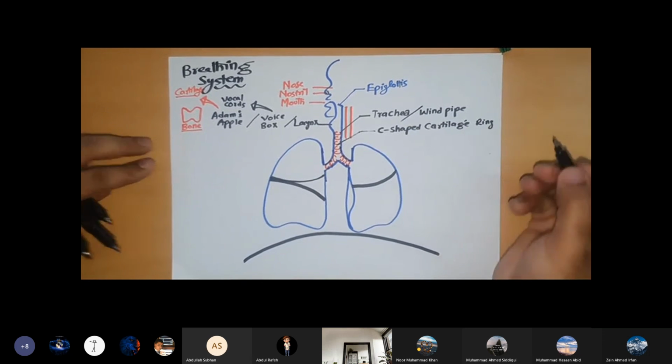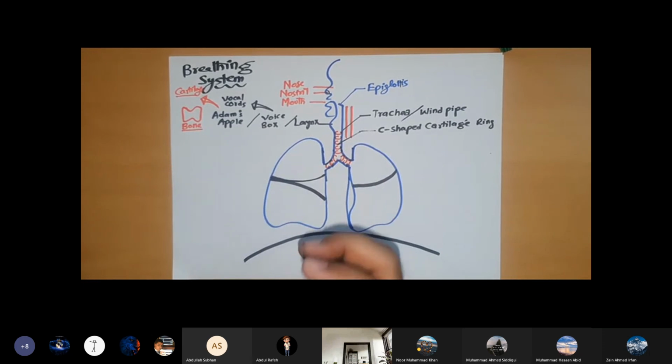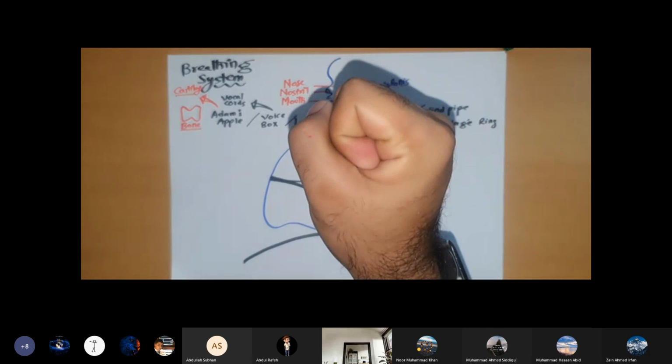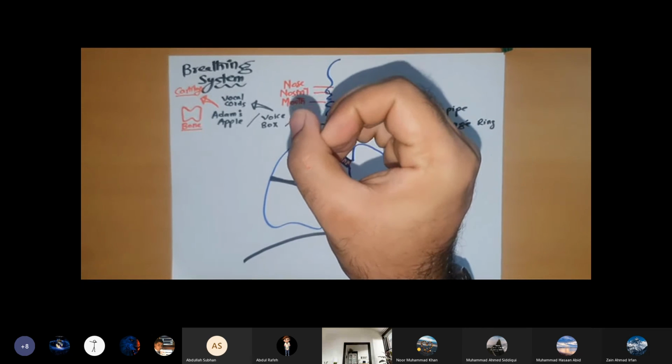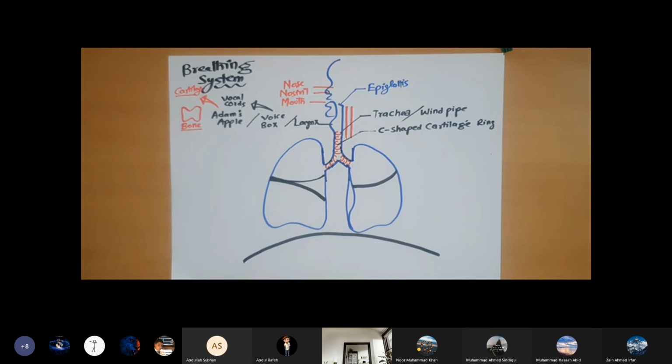Now, the job of these C-shaped cartilage rings is that they do not let the trachea collapse. If there were no C-shaped rings of cartilage over here, then while we are exhaling, the trachea could collapse, but the C-shaped rings help in keeping the trachea open so that there is no trouble in inhaling and exhaling.